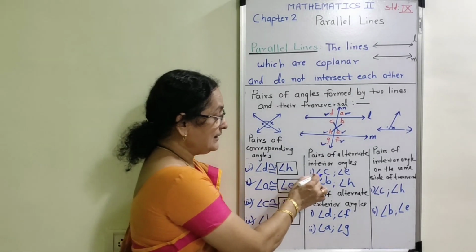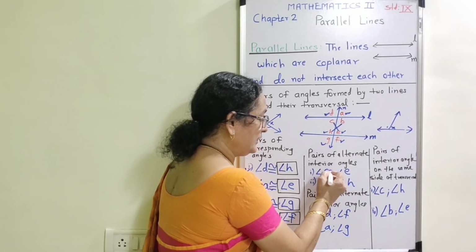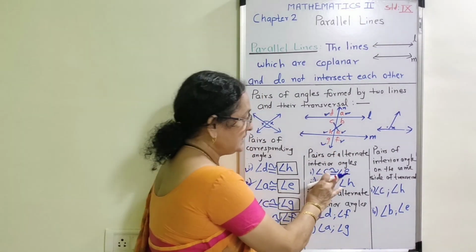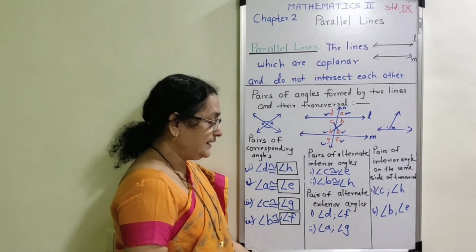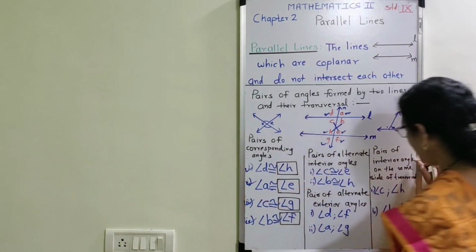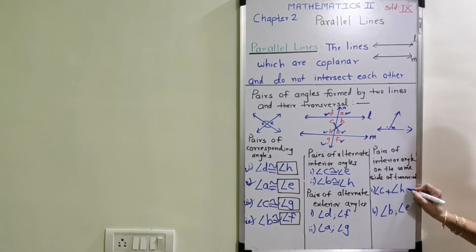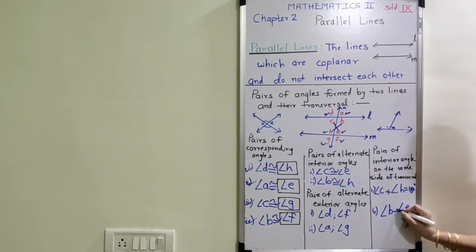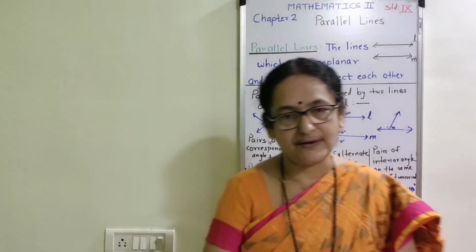Now the property related with the alternate interior angles. When one pair of alternate angles is congruent, the second pair of alternate angles is also congruent to each other. And the property related with the interior angles: if one pair of interior angles is supplementary, then another pair of interior angles is also supplementary. Now we are using these properties to prove the theorems which we are going to learn just now.